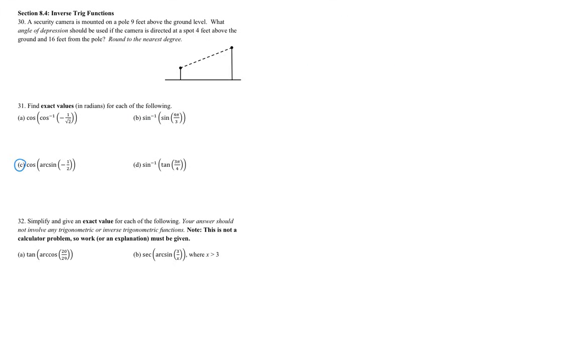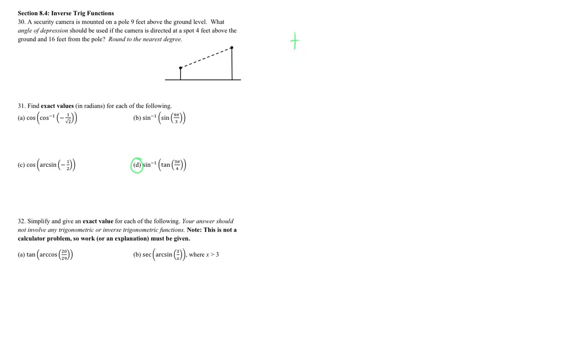Next, we're going to find the cosine of the arc sine of negative 1/2. So again, this is all going to be using your unit circle. Your arc sine of that is going to be negative pi over 6, falling within the bounds of arc sine. The cosine of negative pi over 6 is going to be equal to root 3 over 2.